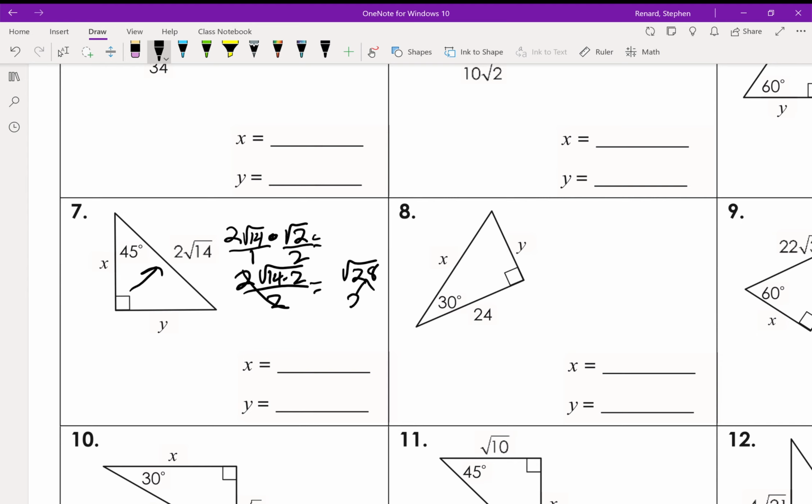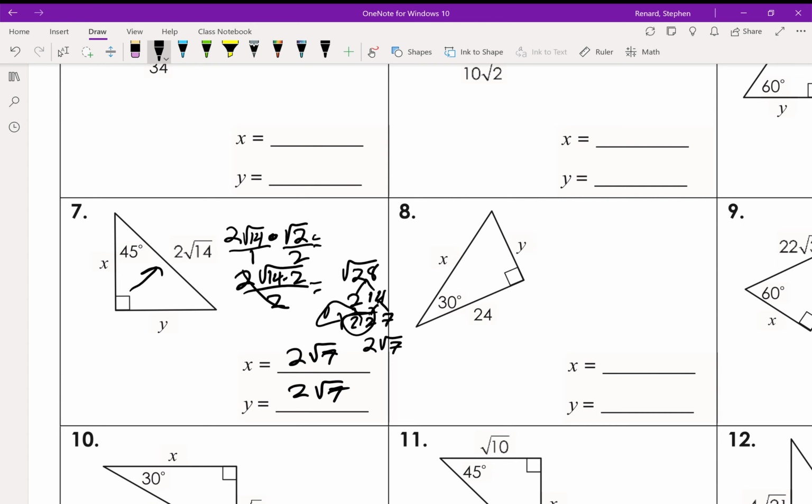28 is 2 times 14. 14 is 2 times 7. So when we do a prime factorization, we get 2 times 2 times 7. We have one set of 2's there. We take them out, and we get 2 radical 7. And we look at our flow chart, and it says enter that value for both of the legs. And that's it.